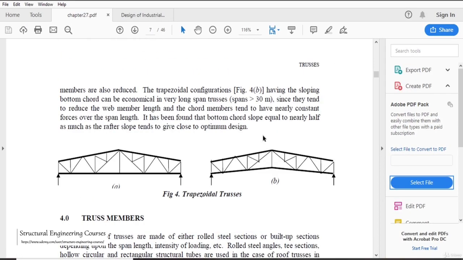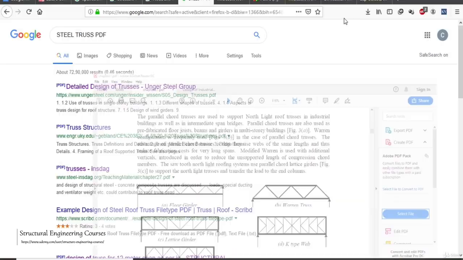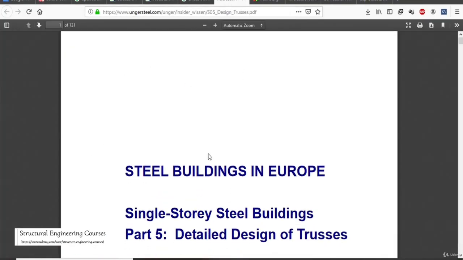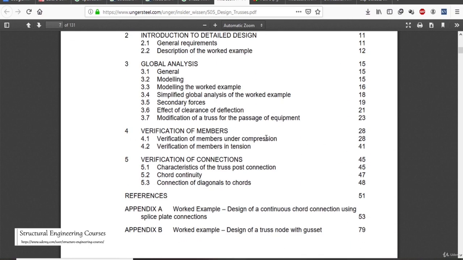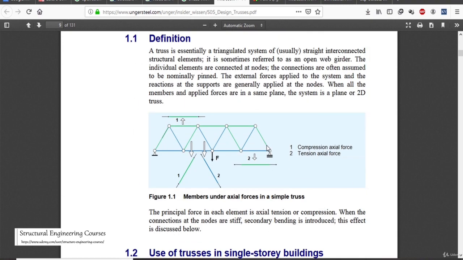So here this PDF will open here. So first of all they had given the basic definition of trusses. Why trusses are different from the beams or different from the girders? Because once we are talking about the trusses, we are talking about the compression axial force and we are talking about the tension axial force. We are not talking about the bending moments here.